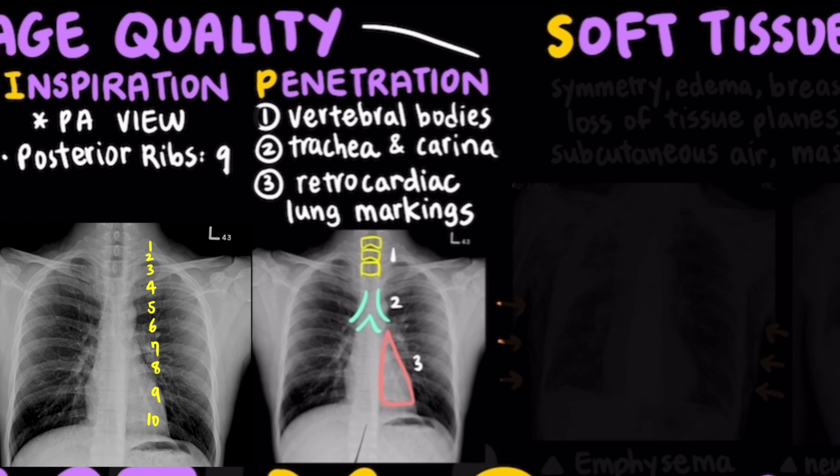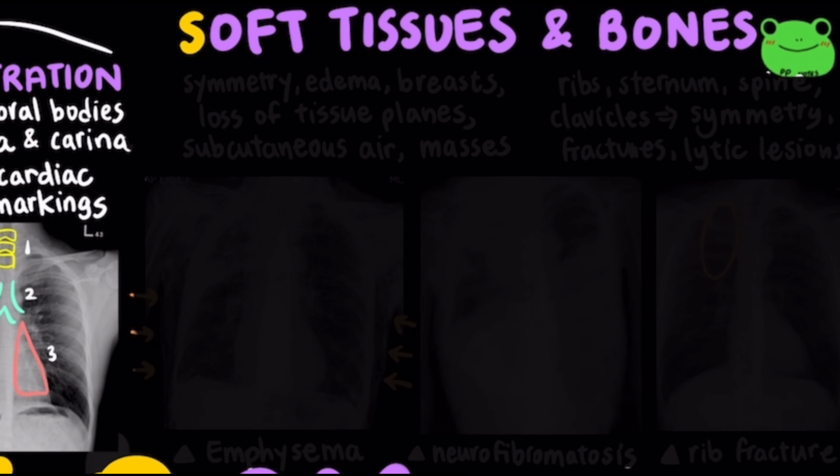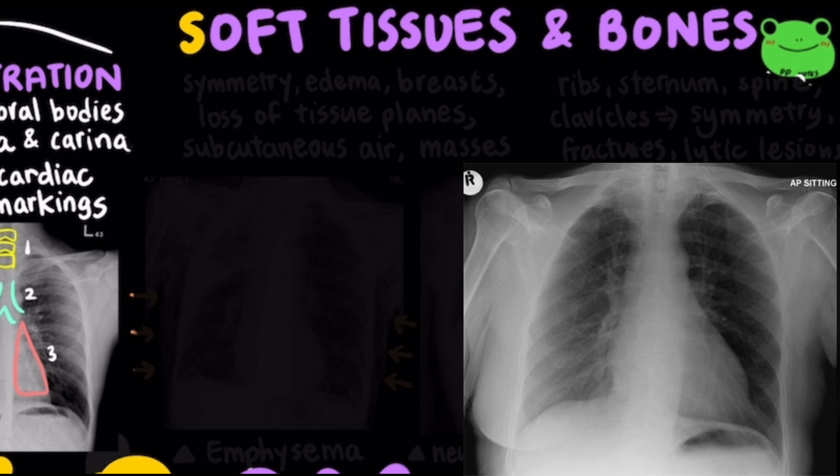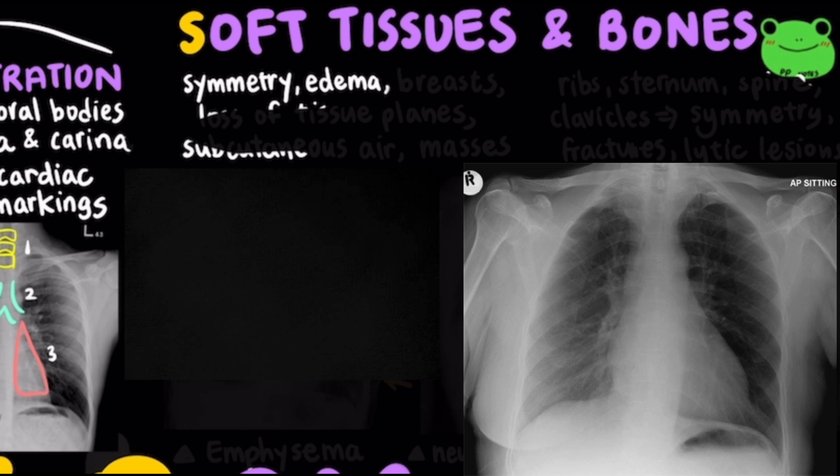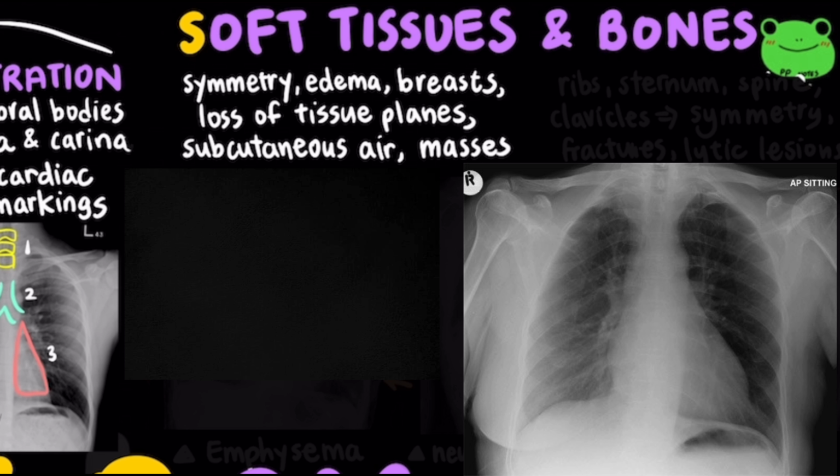Next, let's take a look at the soft tissues and bones. Start by scanning the soft tissues. Look at the neck, chest wall, and breast shadows. You want to check for symmetry, signs of subcutaneous air, or any unexpected masses.